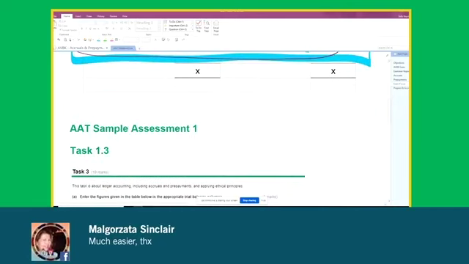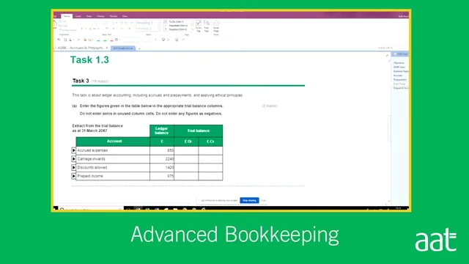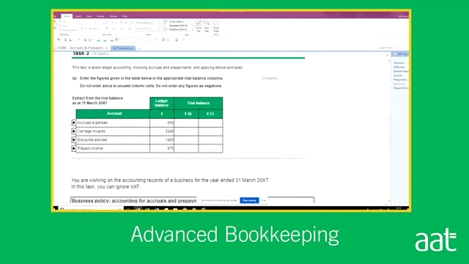Okay, so let's now quickly have a look at sample assessment 1. There's not a massive amount we're going to do here. In terms of the first part, we know it's 19 marks, but it's split into different parts of the question. The first part says this task is all about ledger accounting, including accruals and prepayments and applying ethical principles, which is what I've already mentioned earlier. But what it does ask us is: enter the figures given in the table below in the appropriate trial balance columns. Do not enter zeros in unused column cells, and do not enter figures as negatives. So they're giving you the instructions, follow the instructions. If I decide the accrual expense is a debit, I'm not going to put a 0 in the credit. I'm just literally going to put the figures where they should be.